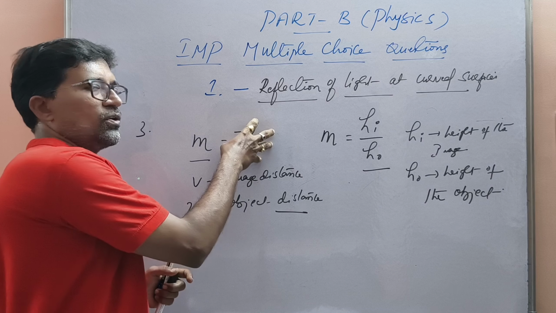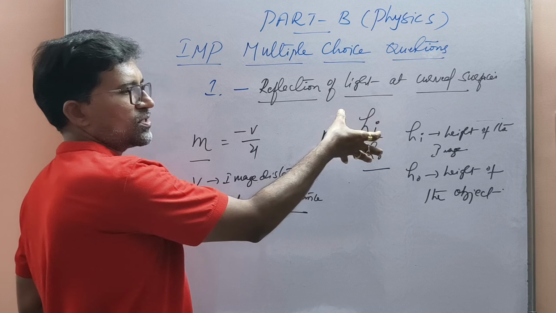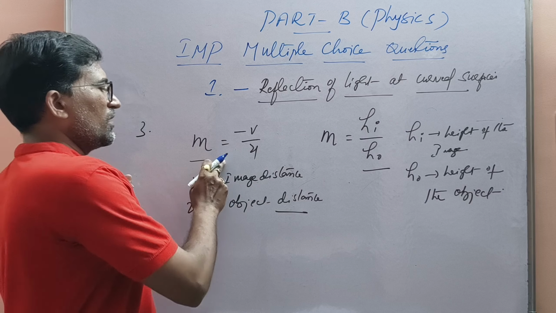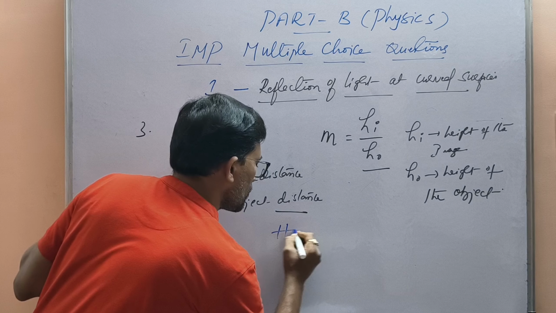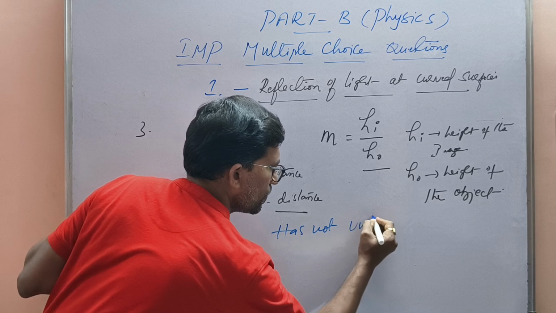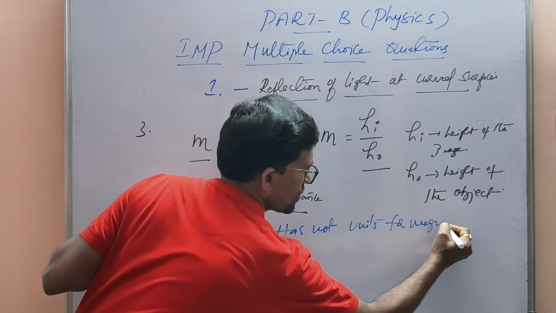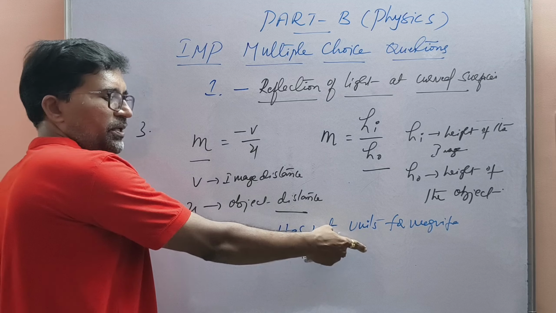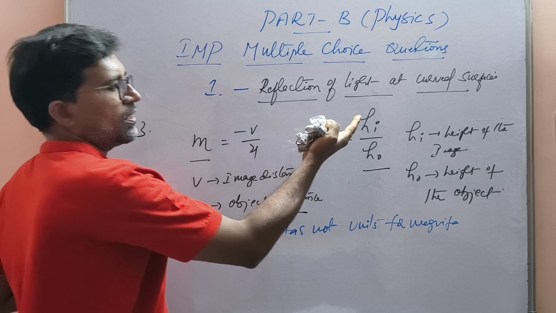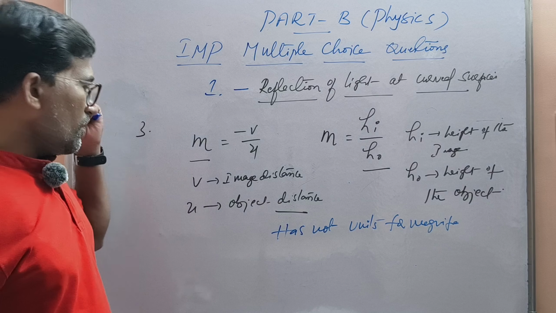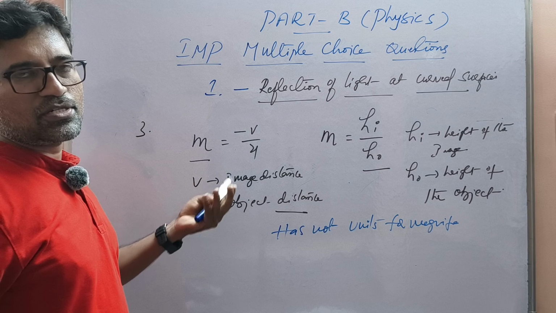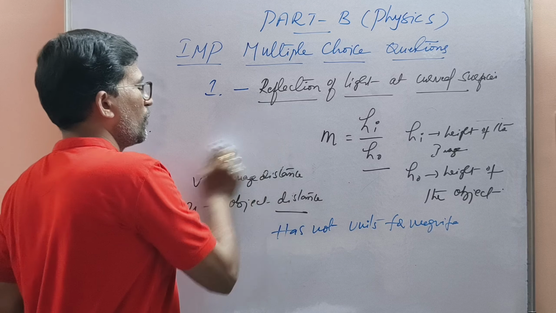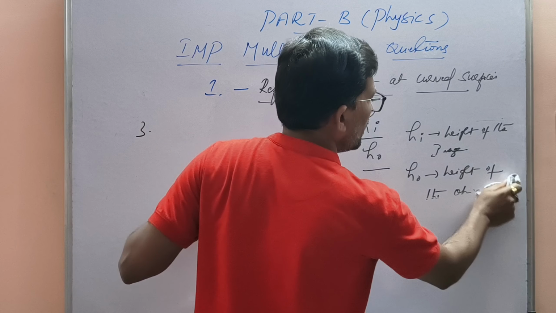One is based on distance of the object and image, and one is based on height of the image and height of the object. If you want me to explain more about magnification, magnification has no units. Has no units for magnification. Very, very important. This bit may come, or like this the bit may come. Or sometimes you may give the values of object distance, image distance, or height of the object, height of the image, and he may ask you to find out the magnification of the image so formed, whether by using a concave mirror or a convex mirror.